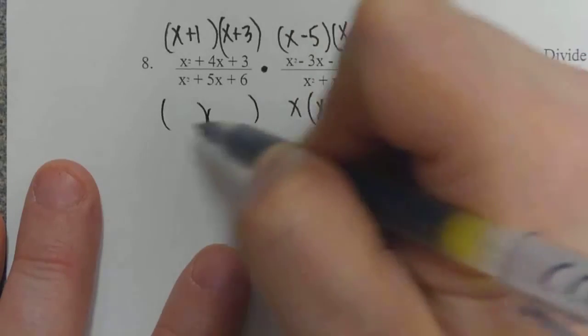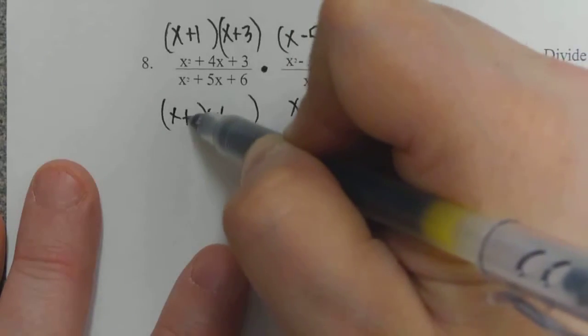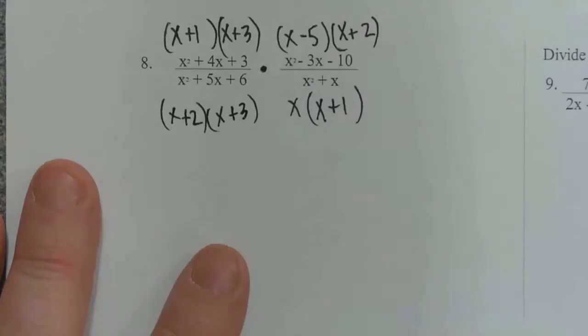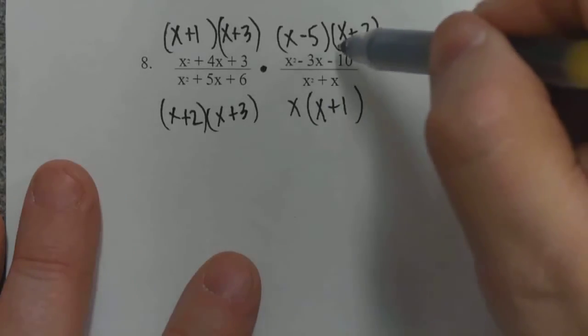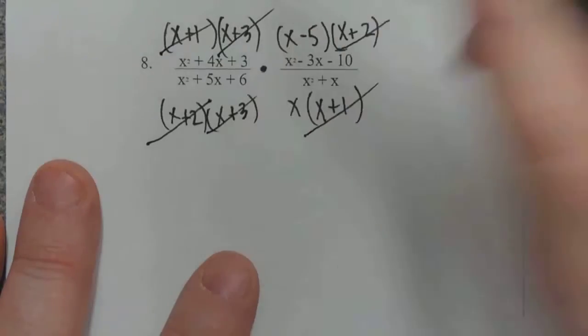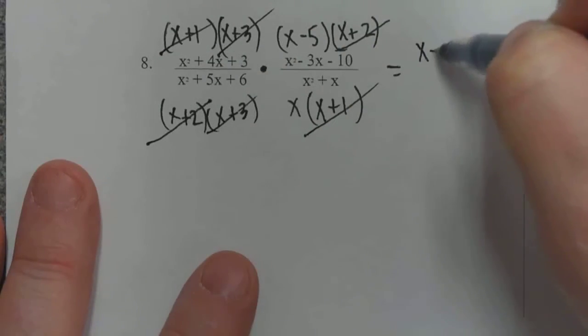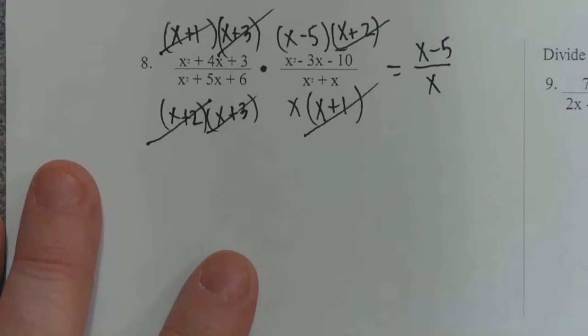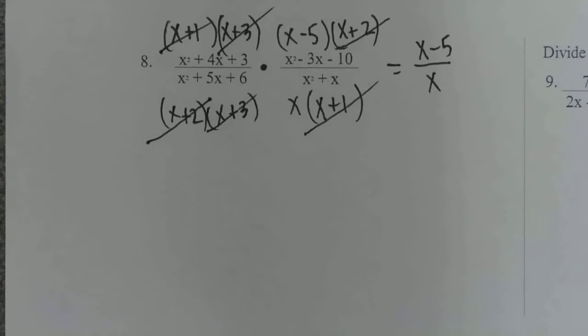This has an x in common. I'm going to take the x out. And then down here I'm looking for numbers that will multiply to 6 and add to be 5, so 3 and 2. Then I really get to cancel. This is my favorite part. We just cancel everything that's in common. On the top I'm left with x minus 5, and on the bottom I'm left with x for my solution.